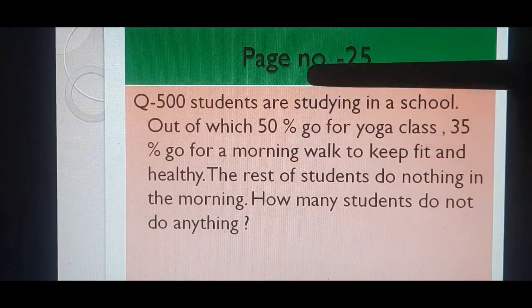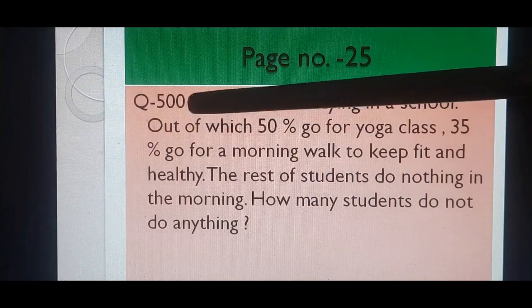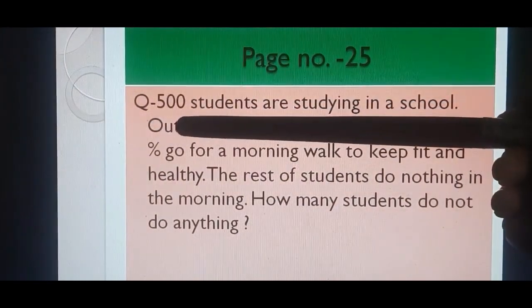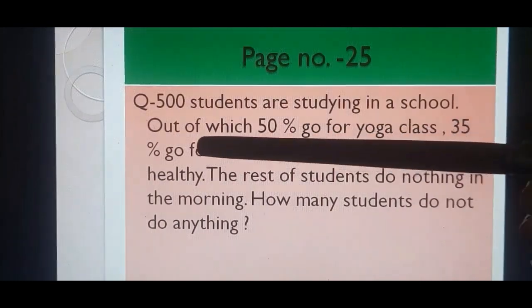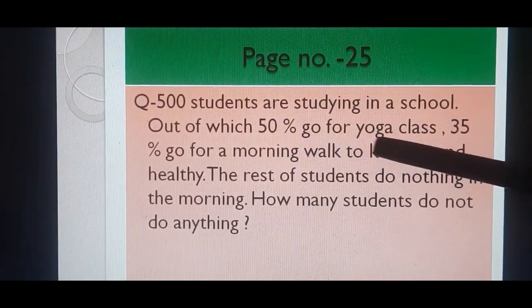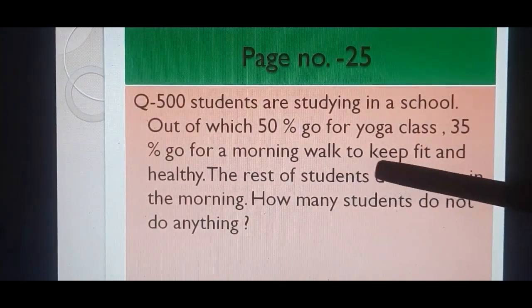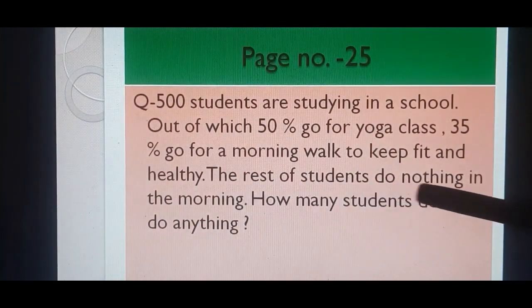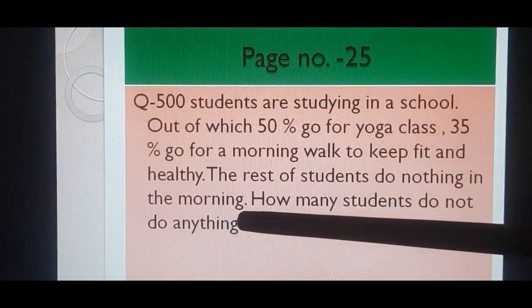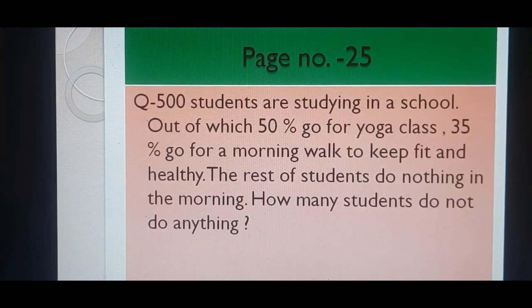Now this is a question. The question is given in your book on page number 25. It is my values. Question is there. 500 students are studying in a school, out of which 50% go for yoga class and 35% go for a morning walk to keep fit and healthy. The rest of the students do nothing in the morning. How many students do not do anything? Have you understood the meaning?